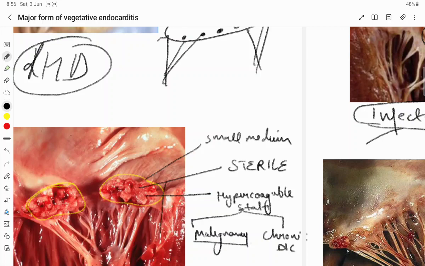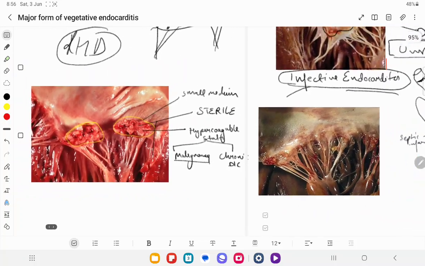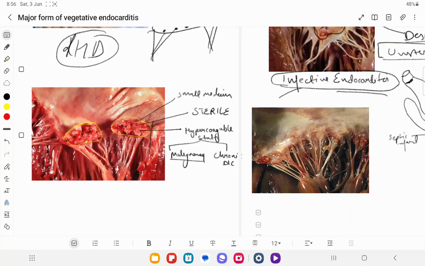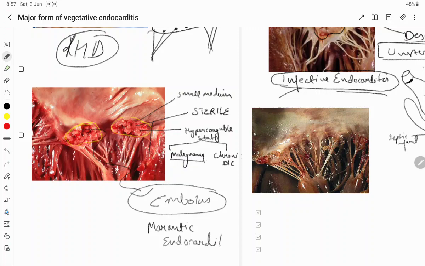Also these vegetations are loosely attached. Unlike the infective endocarditis vegetations, these are loosely attached. Because they are loosely attached, these become the source of emboli. They are released and become a source of emboli. Because of this, they are also known as marantic endocarditis. But the actual name of these vegetations is nonbacterial thrombotic endocarditis, meaning these are not caused by any bacteria, but they are caused in conditions which lead to thrombosis, and this is known as nonbacterial thrombotic endocarditis.